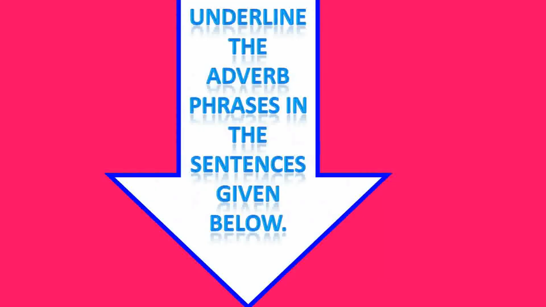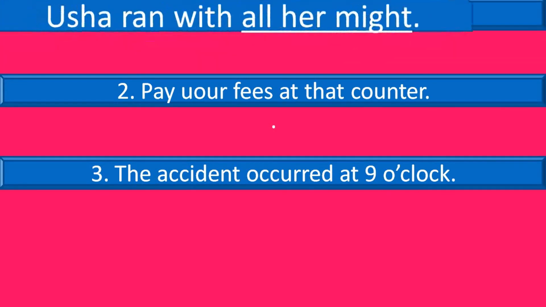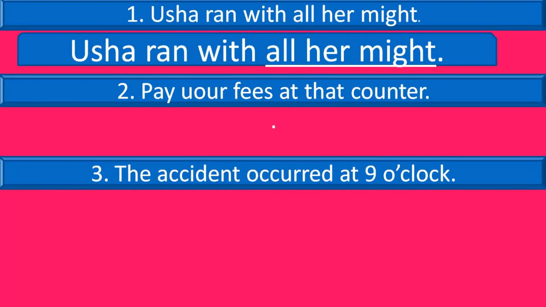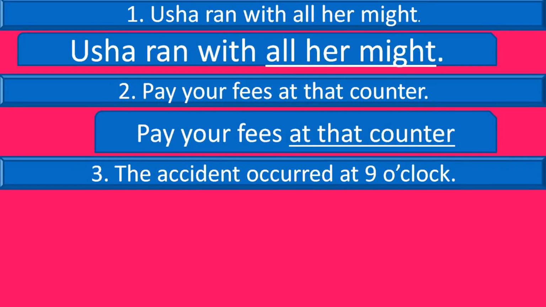Next question. Underline the adverb phrase in the sentences given below. Usha ran with all her might. Answer is with all her might. Pay your fees at the counter. Answer is at that counter.